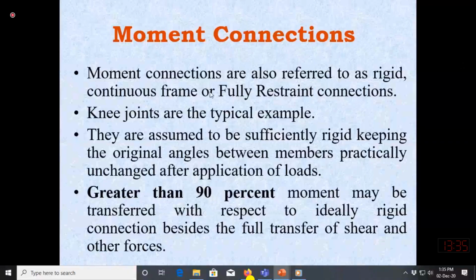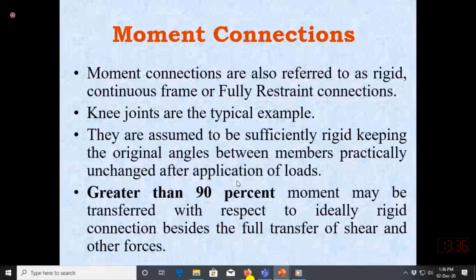Fully restrained means maybe not 100%, but they are resisting or transferring the complete movement from one end to the other end. So knee joints are typical joints. Knee joints are designed to transfer the movement from beam to column. They are assumed to be sufficiently rigid, keeping the original angle between members unchanged after the application of the load.